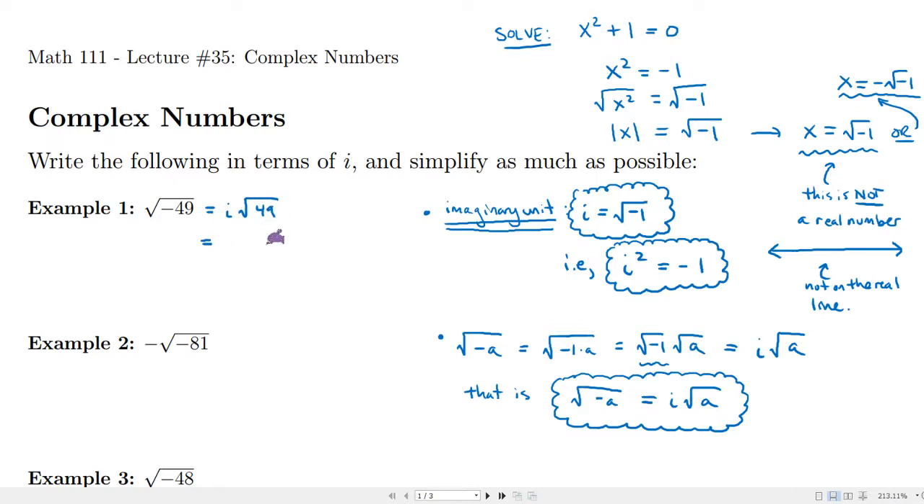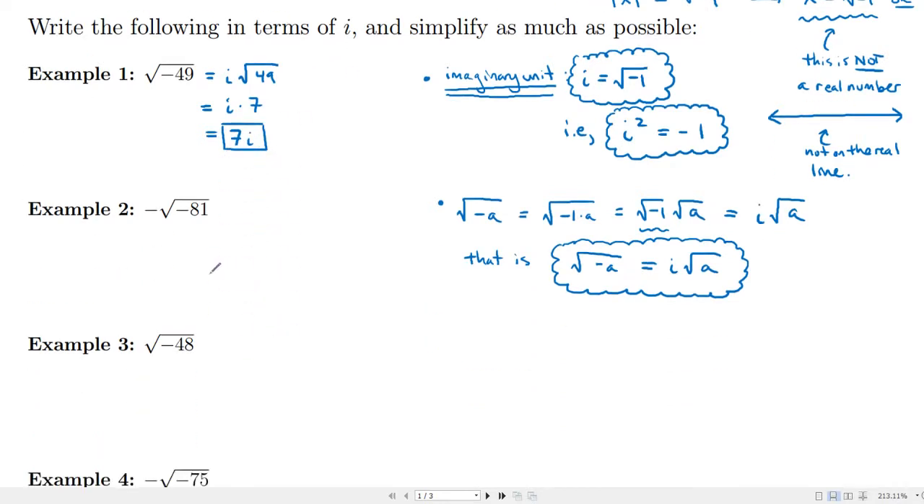And what is the square root of 49? Well, that's 7, right? Because 7 squared is 49. It's customary to write the i after the real number like this. So even though i times 7 is correct, it's just customary to write the real number in front of the imaginary unit.